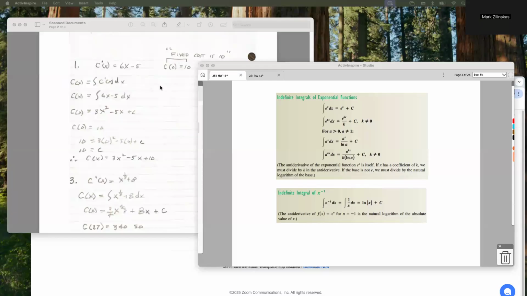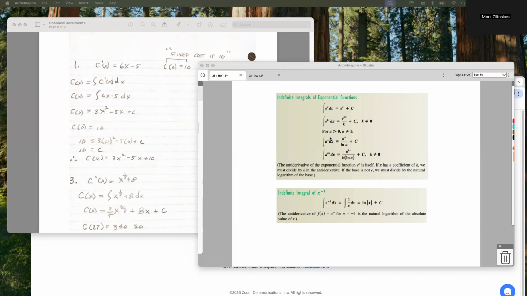Okay, here we are with an example of where we're searching for a specific antiderivative, so to speak, when we evaluate an indefinite integral. And so I did want to mention briefly, I did in the last video, these formulas for the antiderivatives of exponential functions. We're going to be using those.